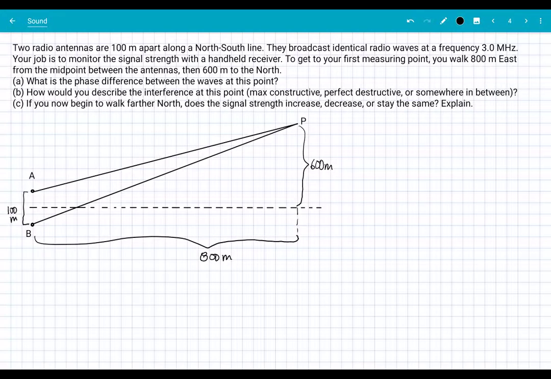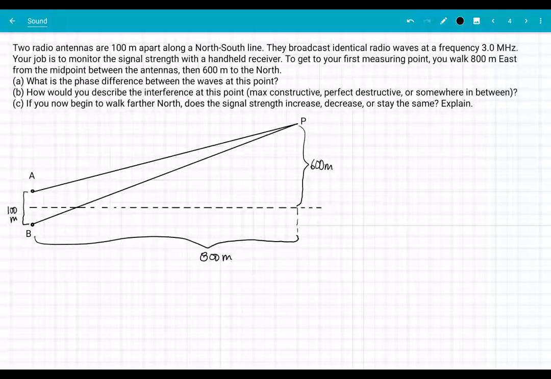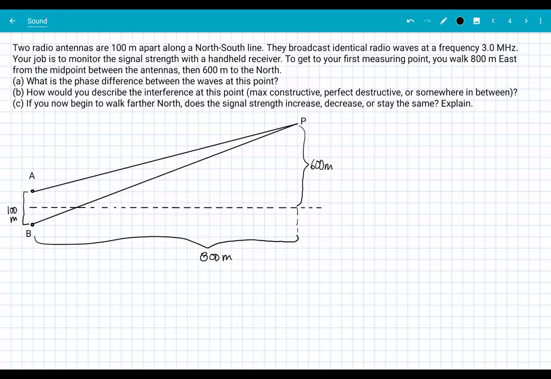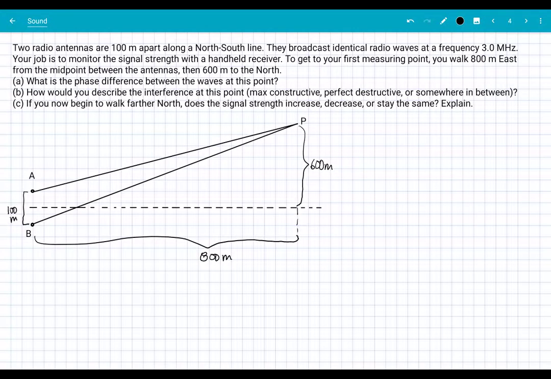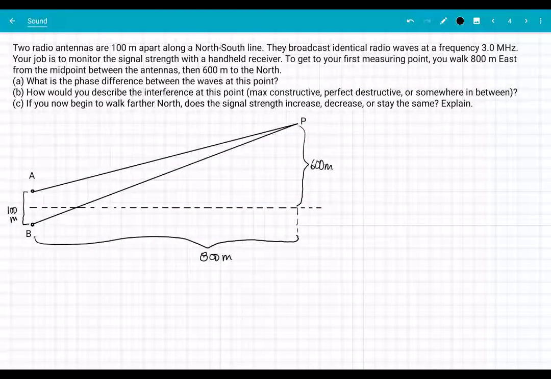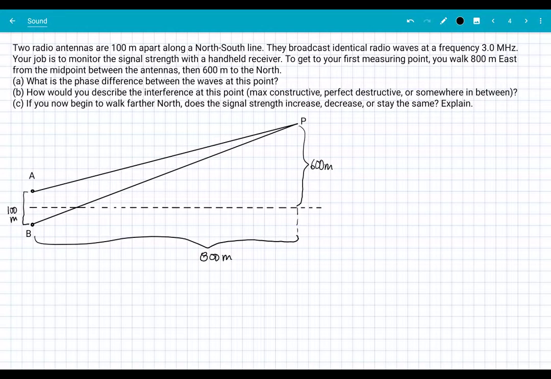Okay, here we are with another wave interference problem. In this problem, we have two radio antenna, and we're told that they're 100 meters apart, and they are broadcasting identical radio waves. So they're in phase, right? They're in phase at the beginning anyway, initially. And we're told the frequency they're broadcasting.